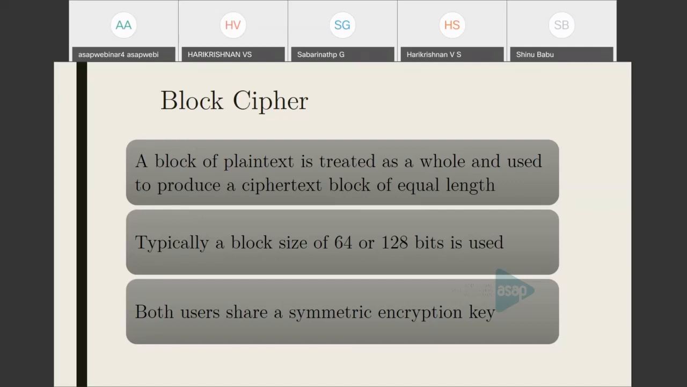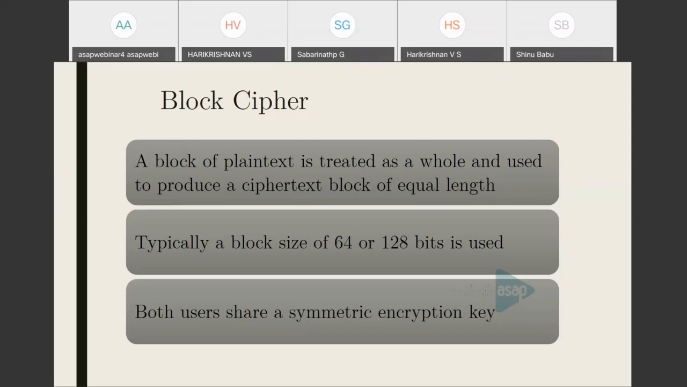Typically a block size is going to be around 64 or 128 bits. Say, for example, my dean has this message to Kanchanamala: meet me at 2 p.m. at the banks of Iravipura. Taking "meet", M-E-E-T, each character corresponds to 8 bits, so you have 4 times 8 bits. That may be considered as one block.